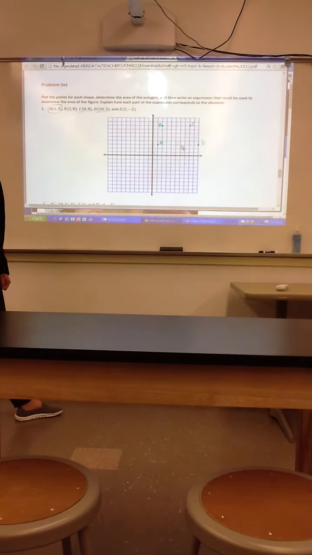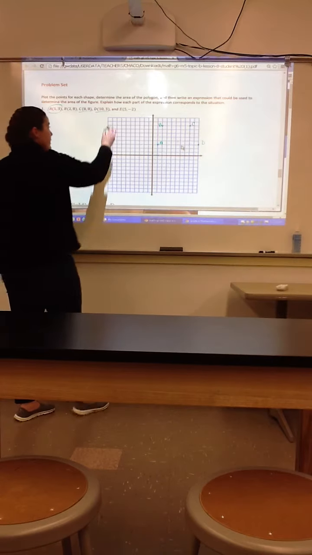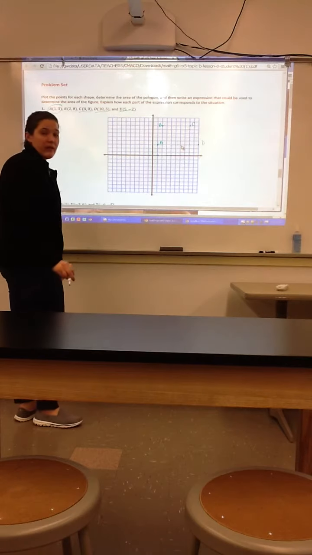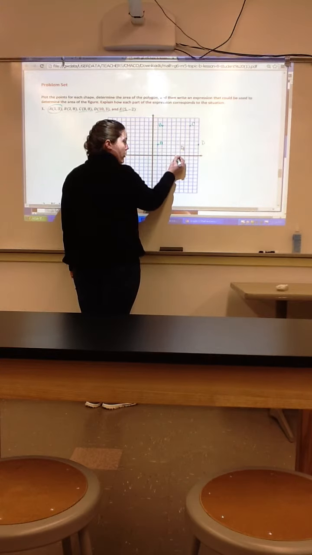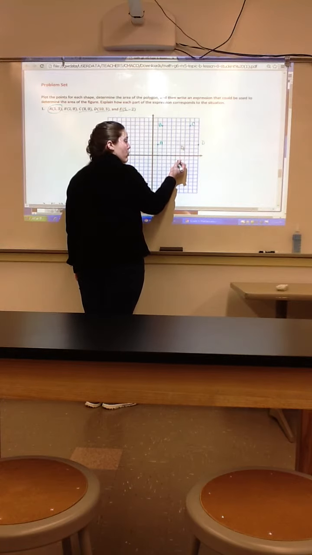And our last point for this shape is E, 5, -2. So we go over 1, 2, 3, 4, 5, and it's -2, so instead of going up, we want to go down, 1, 2.